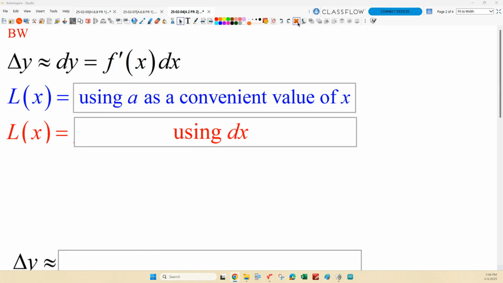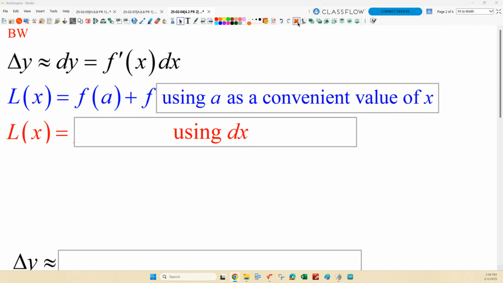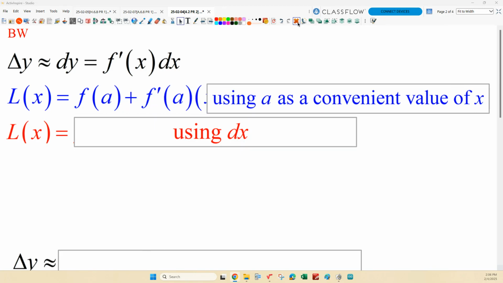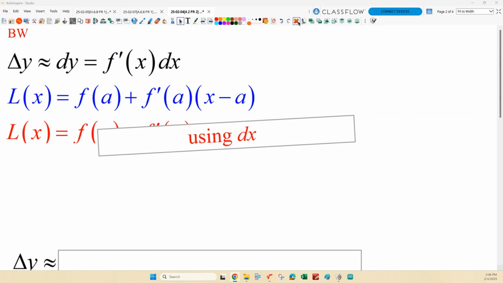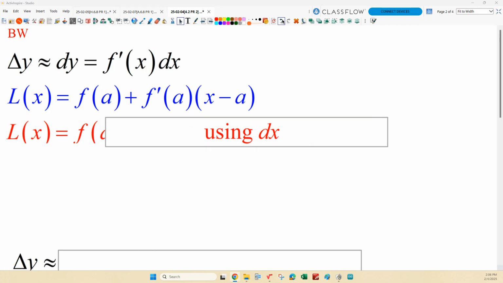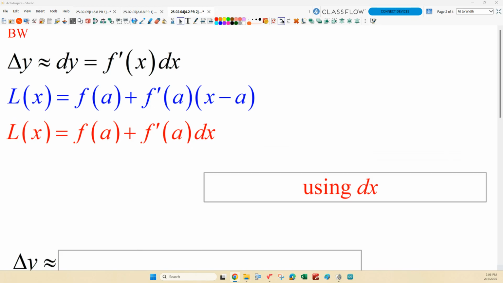So what is our linearization using a as a convenient value of x? What is it? f of a plus f prime of a times x minus a. Very good. Okay, what if I use dx to represent the amount that x has changed? f of a plus f prime of a times dx. dx is just x minus a, right? That's how much x changed.